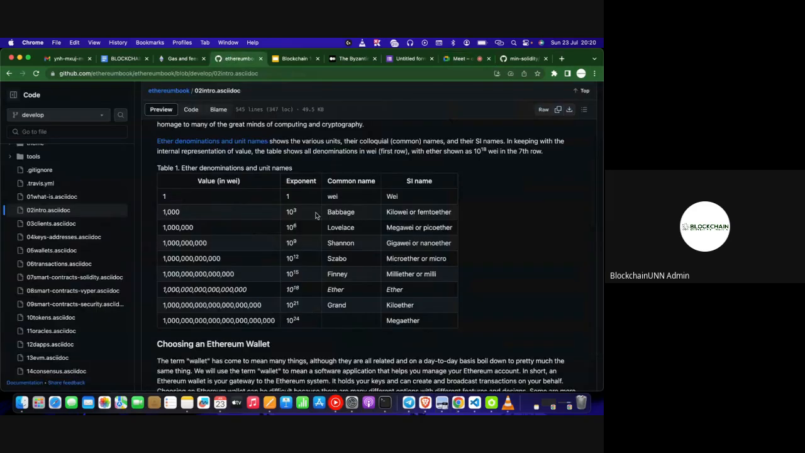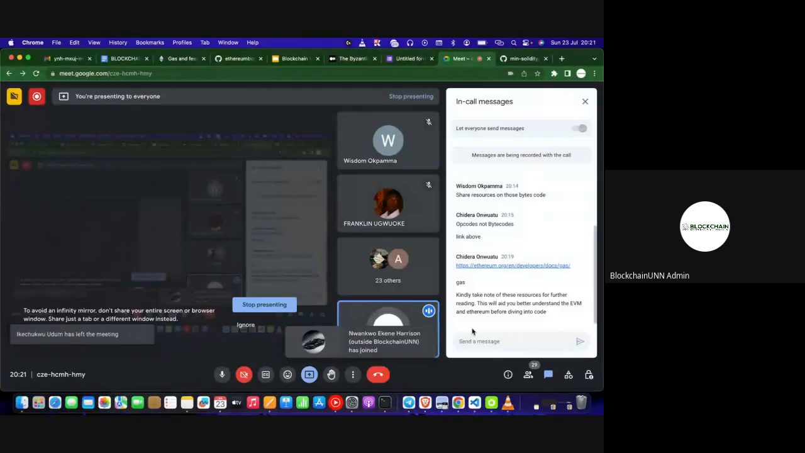Yeah, so one ether is equal to 10 raised to power 18 wei, right? And as you can see here, we have Babbage, Lovelace, Shannon, Szabo, Finney, Ether, and Grand. So when we talk about gigawei, giga is 10 raised to power 9. So basically, when we say gigawei, we're talking about 10 raised to power 9 wei, and that should be like half of one ether because one ether is 10 raised to power 18. So you could check out this resource later to look at the Ethereum denominations and smaller denominations.